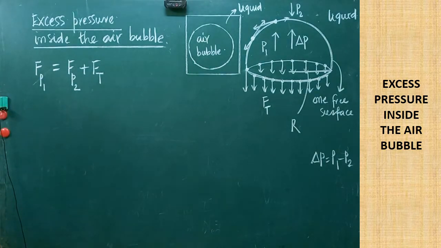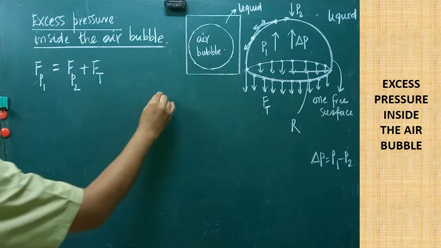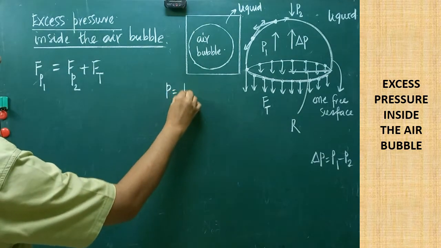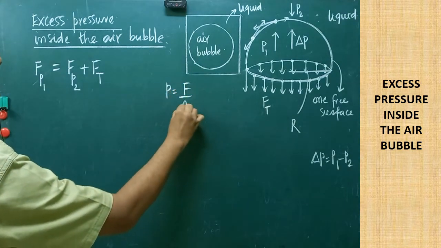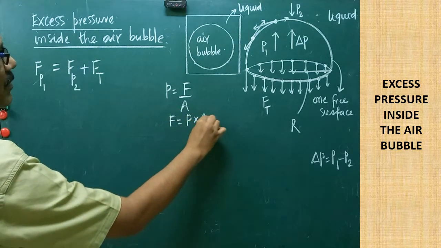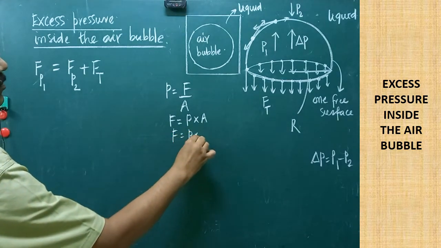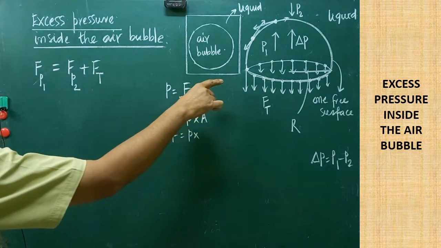Now our next aim is to calculate the force due to this pressure. We know the general formula: pressure is equal to force per area. Therefore force is equal to pressure into area. Are you clear? Force is equal to pressure into, here area means which area?